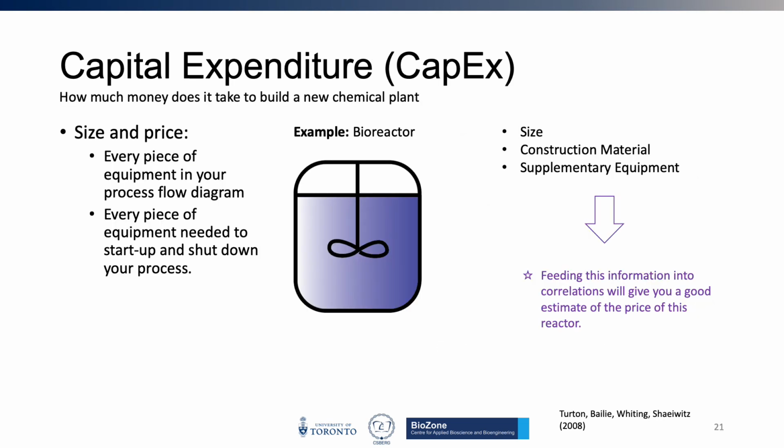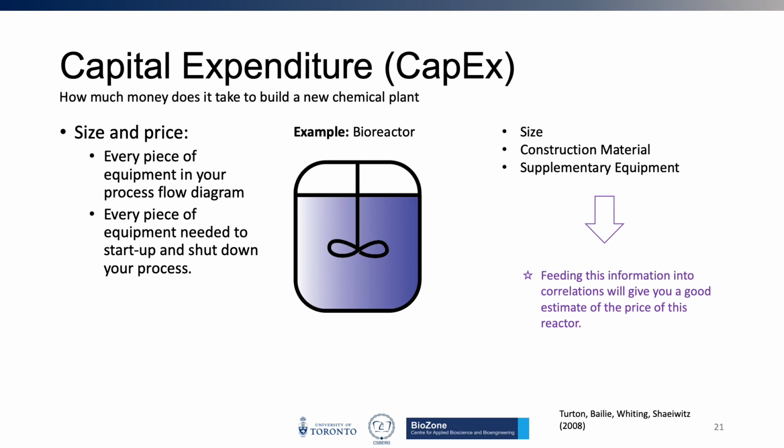So on this slide, I'm going to talk a little bit about how you would go about figuring out CapEx for your plant. What you would do is size and price every piece of equipment in your process flow diagram, and then every piece of equipment needed to start up and shut down each piece of equipment in your process, and then your process overall.